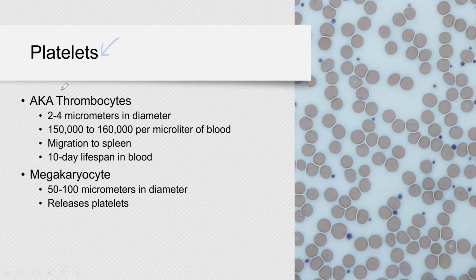Formed elements also include platelets, right? Another name for platelets is thrombocytes. You have about 150 to 160,000 per microliter of blood. You have a lot of platelets in your spleen, and they have a 10 day lifespan. So you can see those cells do not live very long.